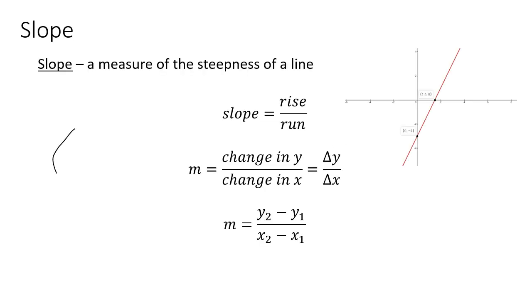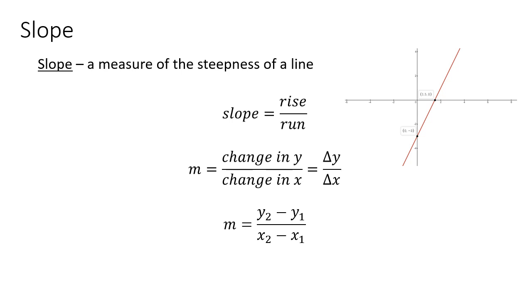So to begin with, we're going to talk about one of the core concepts when it comes to lines, and that is the slope of the line. What the slope is supposed to be is a measure of how steep the line is, how fast it is increasing from left to right, or how fast it is decreasing from left to right.